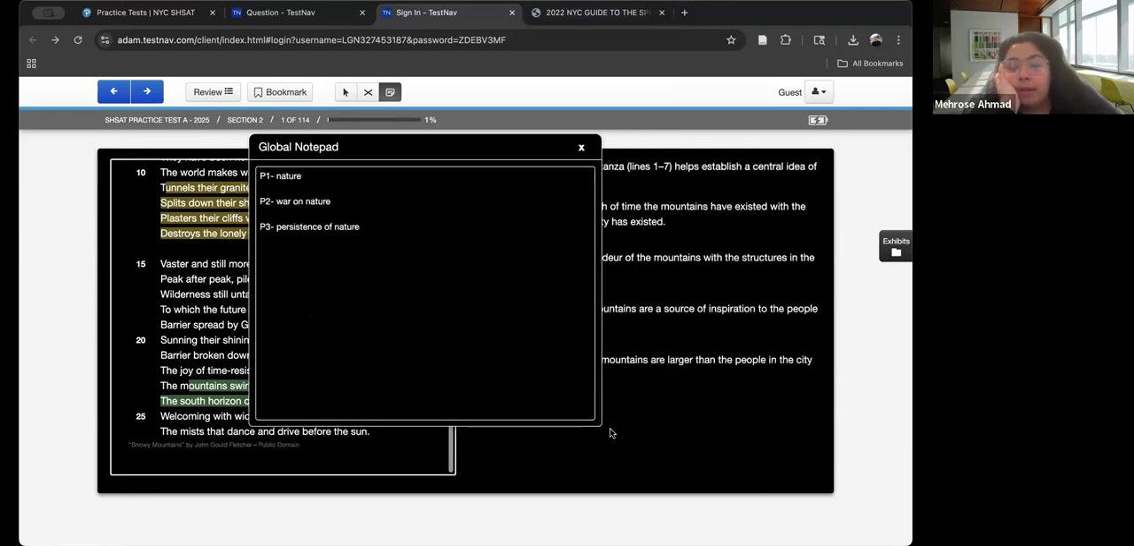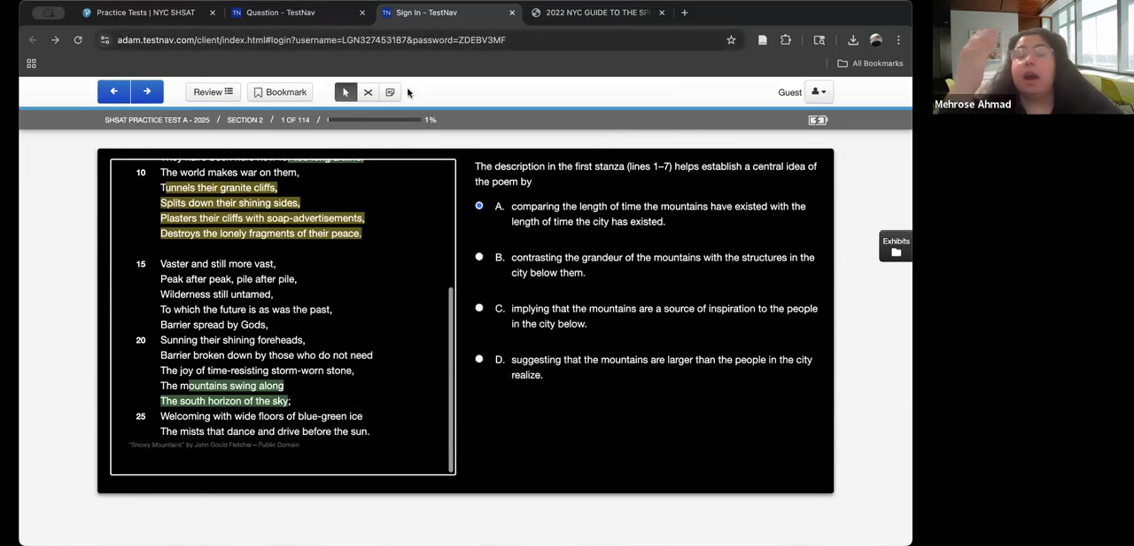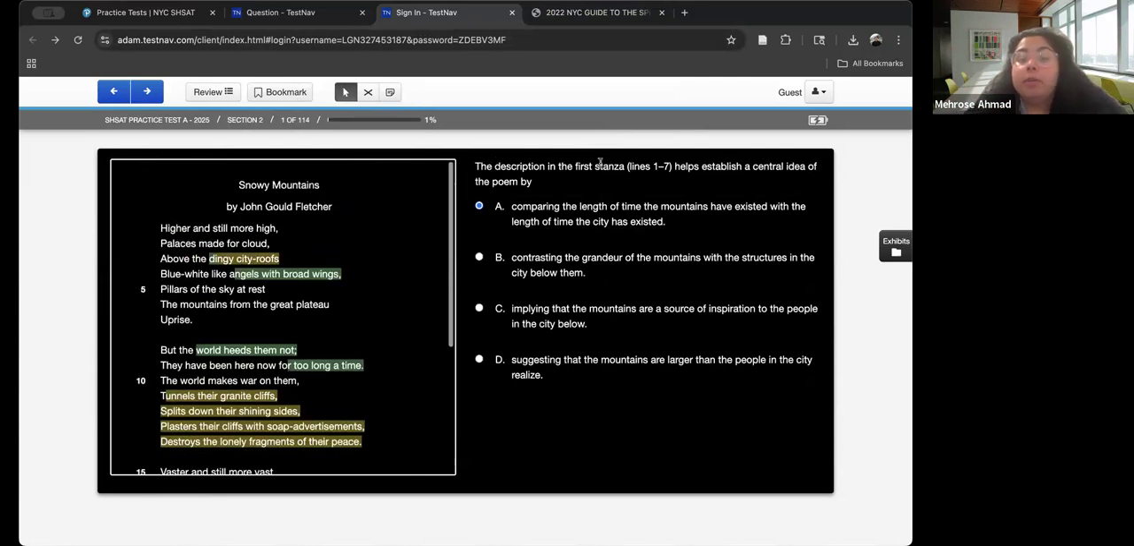Okay, so now this is my global notepad, which I can always have as a handy dandy tool to take a high level overview of the passage. Now it's important for me to read the question and see what they said. All right, description in the first stanza. And for the question, I'm just going to use green to highlight the important parts of the question. But for the text, I use a color coding scheme to better understand the passage. Description in the first stanza establishes the central idea of the poem by.